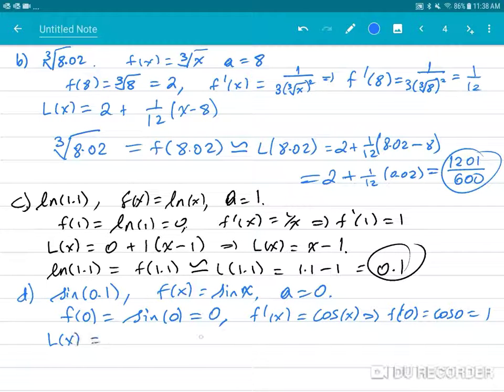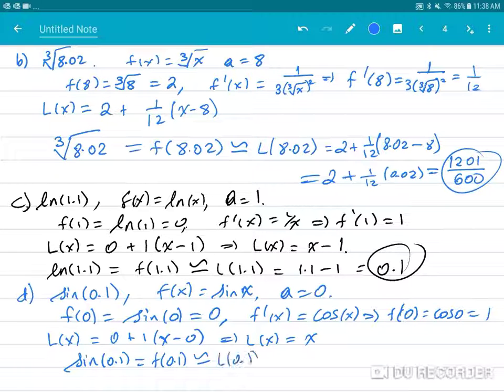So L of x is 0 plus 1 times x minus 0. So that means that L of x equals x. Again, x has to be in radians, and so I'm assuming 0.1 radians. Okay? So sine of 0.1, which is f of 0.1, is approximately L of 0.1, which is plug 0.1 in for x, gives you 0.1. And that's the approximate value of sine of 0.1 based on linearization. And this is it.